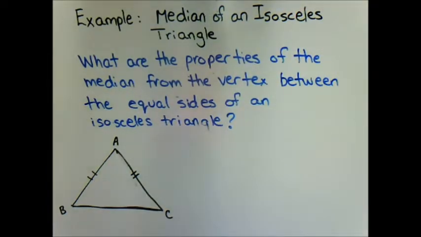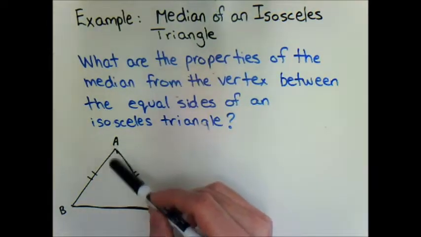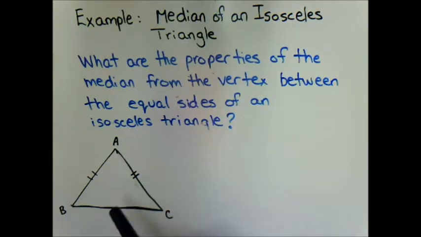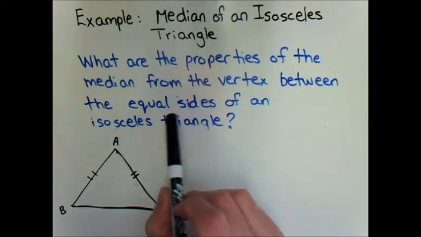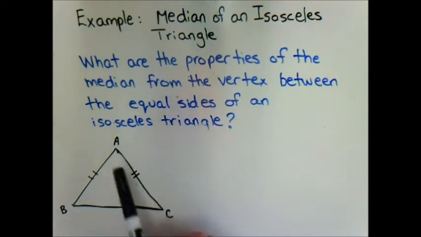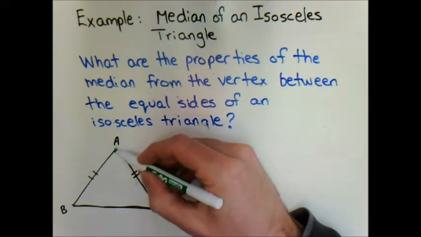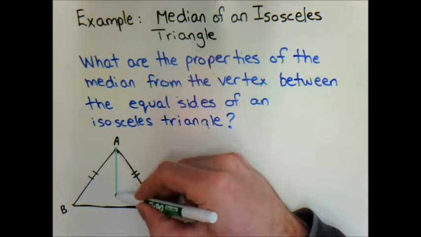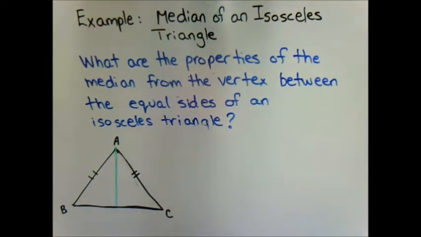And we want to learn about the properties of the median. Well, there's three medians in every triangle. There's a median from A, a median from C, and a median from B. So which one do we want? We want the median from the vertex between the equal sides. I have three vertices, so A is the vertex that falls between the equal sides. So what we're talking about here is the median from A down to BC.